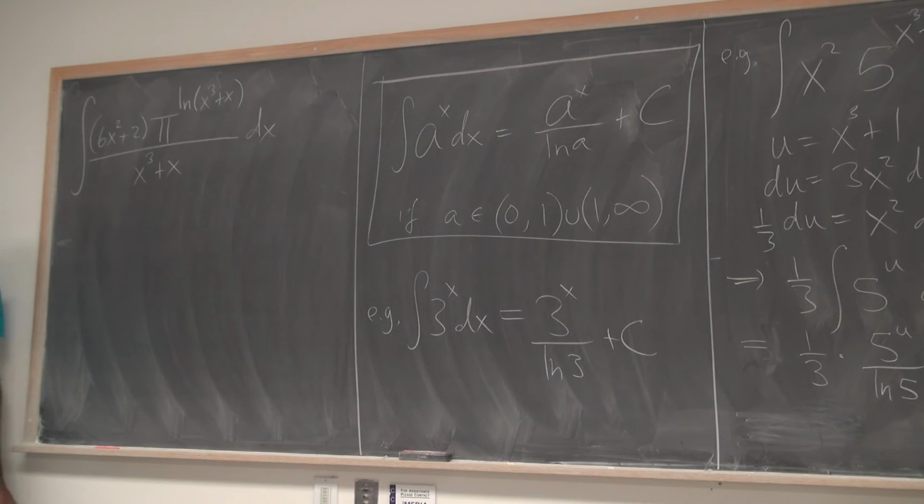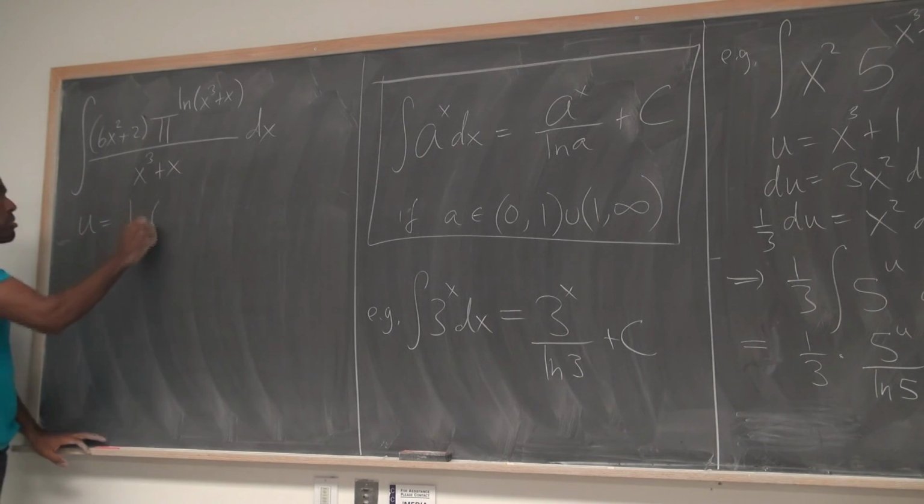We factor out 6x squared plus 2 and substitute. Factor out what? The 6x squared. Factor it out and put it where? Outside? You can't put it on the outside. There's an integral sign here. It has an x in it, and it's a dx. You can't move x's outside. Go inside. Make ln of x cubed plus x as u and then substitute.